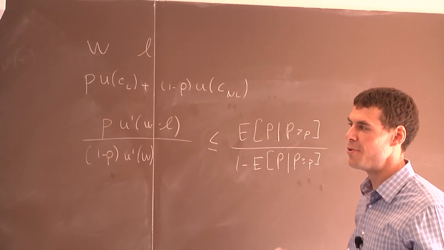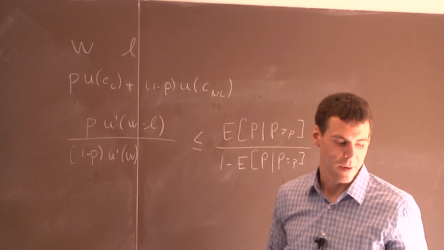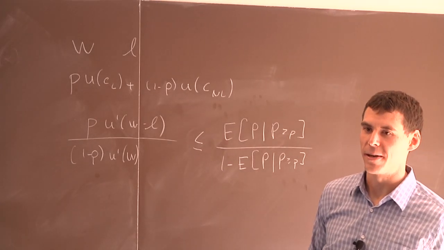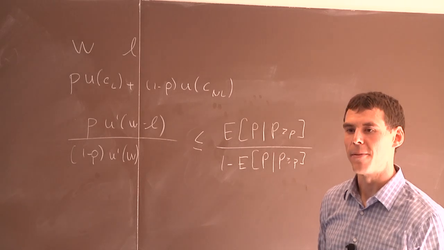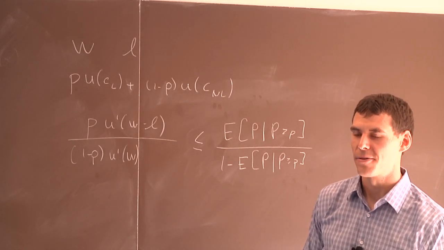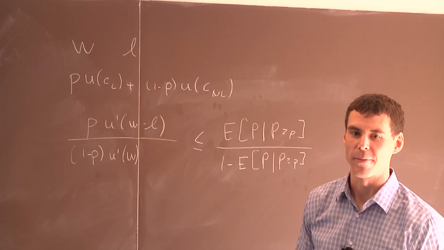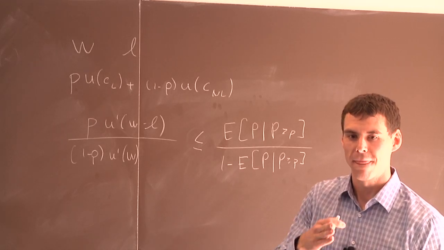So there's sort of two numbers you can think about for whether or not a market would exist. One is the inherent willingness to pay people have for insurance. The other is the hurdle imposed by the presence of private information. Okay?